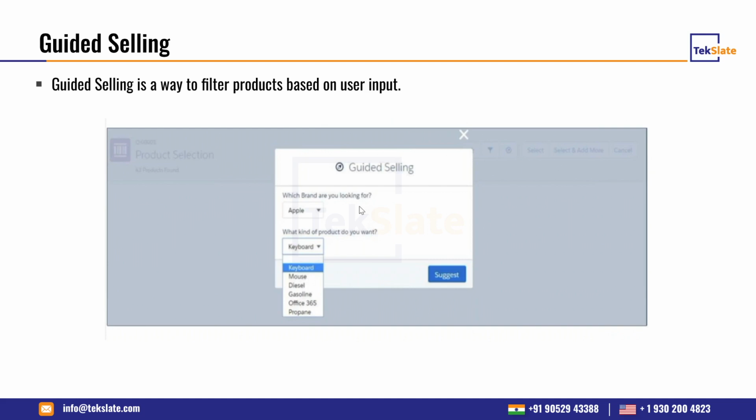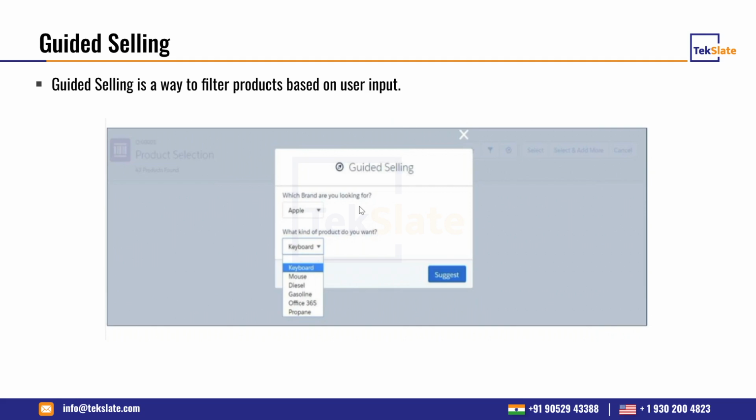So if I have 1,000 products in the product selection, the sales person doesn't have to search for which product is an Apple brand and which is a keyboard. You would have to scroll down and search, right? Again, it would take time. Instead of that, I'm going to filter by asking a questionnaire. Based on the user input, I'll suggest my product. So this concept is covered under guided selling.